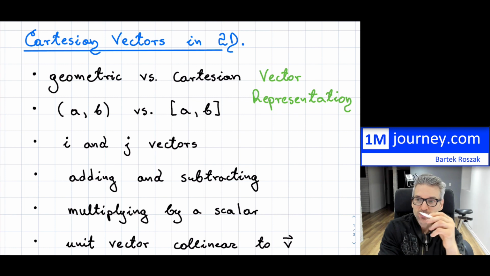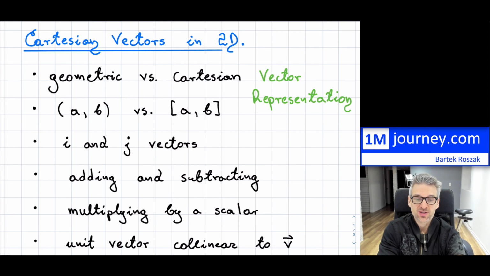So I'm going to compare the geometric to Cartesian vector representations. I'll do it with a simple example, and then I'll introduce you to the notations. I'll also introduce you to the i and j vectors, which are just the unit vectors in the x and y directions.